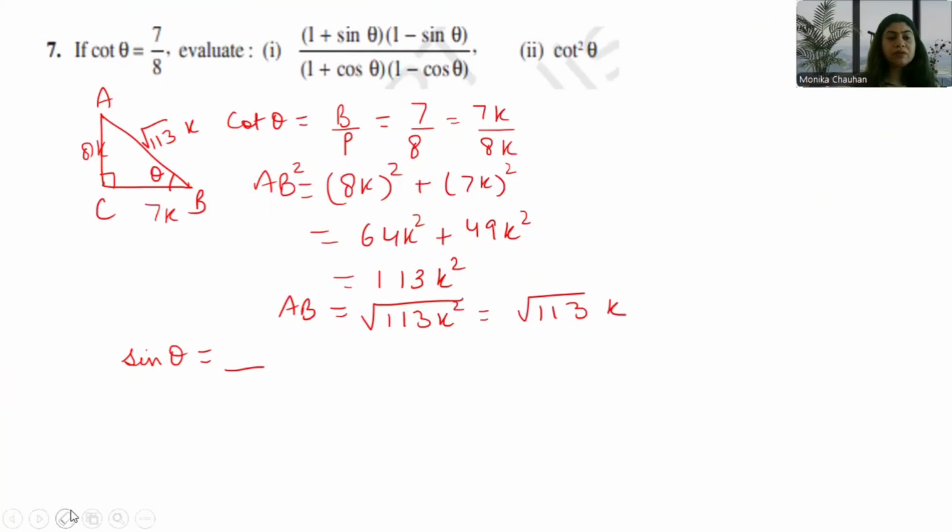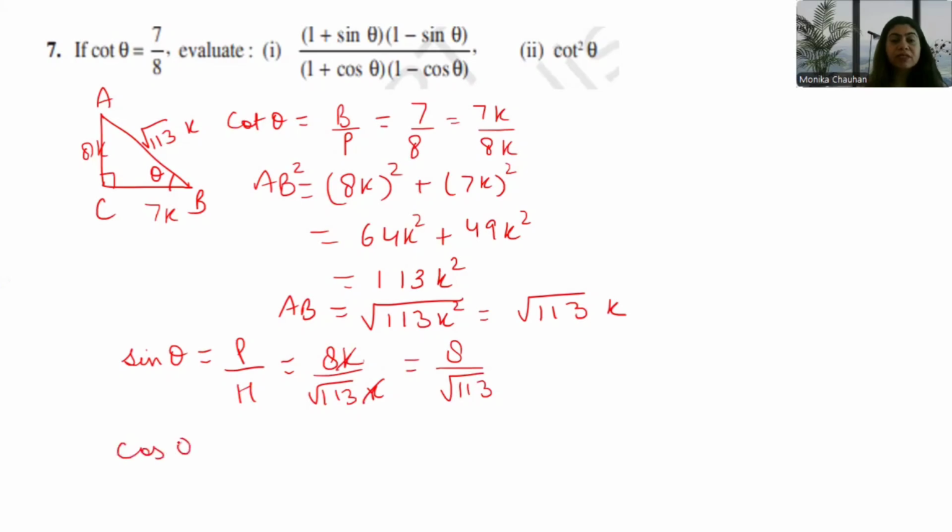So here, with great difficulty, pen and eraser comes in. Perpendicular upon hypotenuse. So what is perpendicular? Perpendicular here is 8K and hypotenuse is root 113 K. So the K cancels, and you have 8 upon root 113. And what about cos? Cos theta is equal to base upon hypotenuse. What is base? 7K and hypotenuse is root 113 K. K cancels. So you have 7 upon root 113. Now you have sine and cos.